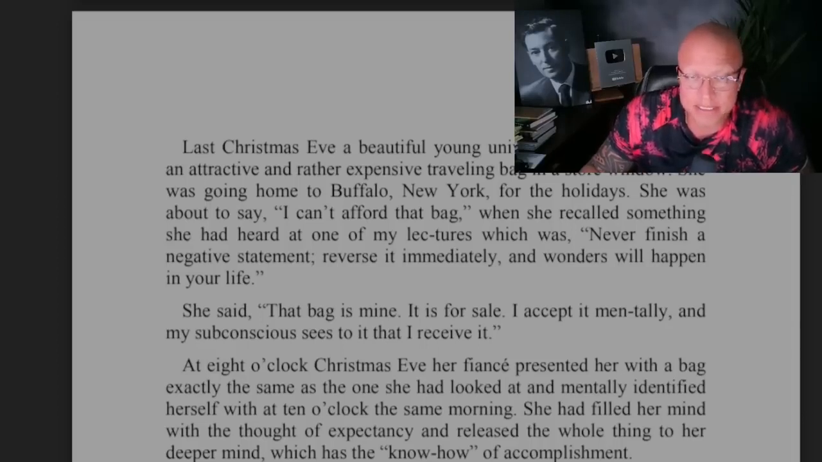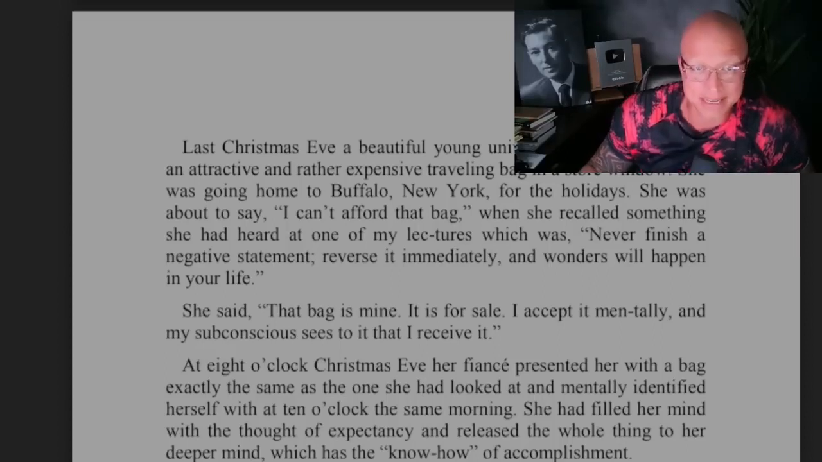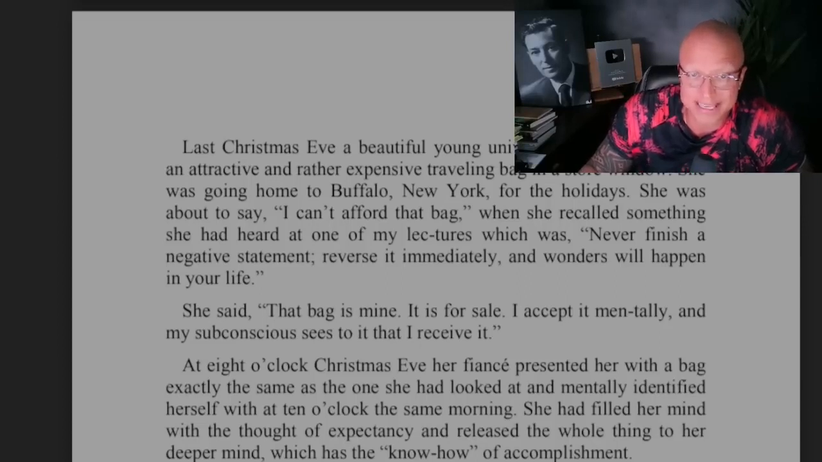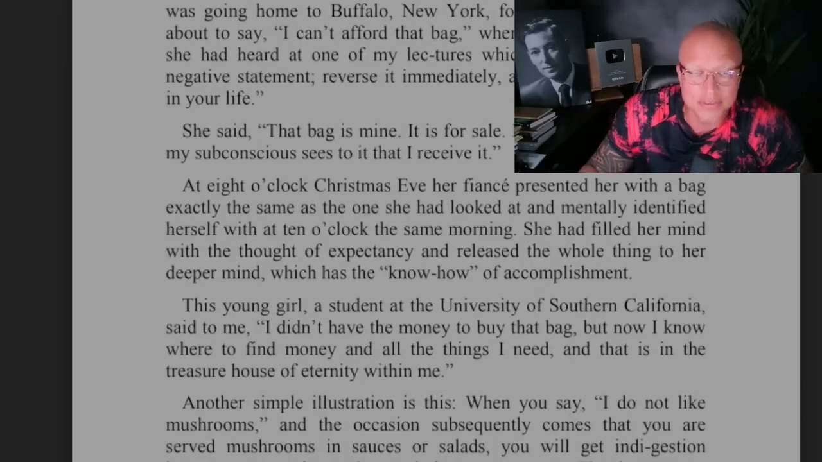At 8 o'clock Christmas Eve, her fiance presented her with a bag exactly the same as the one she had looked at and mentally identified herself with at 10 o'clock the same morning. She had filled her mind with the thought of expectancy and released the whole thing to her deeper mind, which is the subconscious mind, which has the know-how of accomplishment. This young girl, a student at the University of Southern California, said to me, "I didn't have the money to buy that bag, but now I know where to find money and all the things that I need, and that is in the treasure house of eternity within me." Never finish a negative statement. Reverse it.